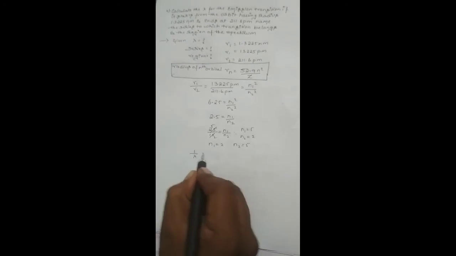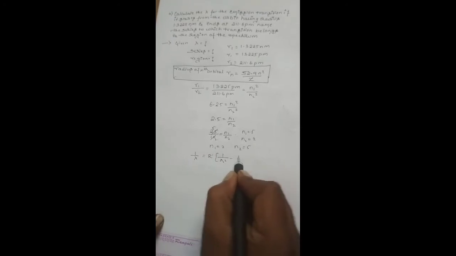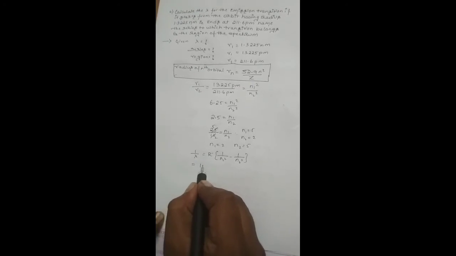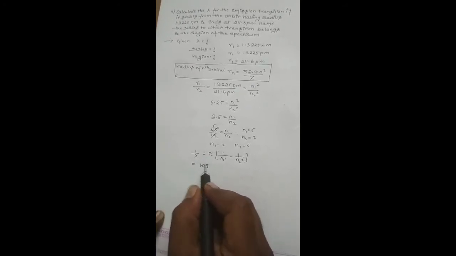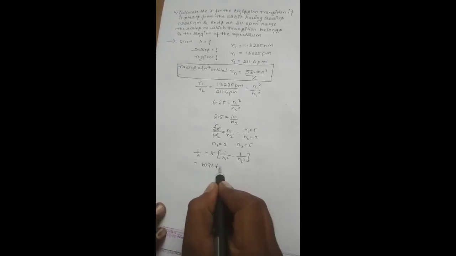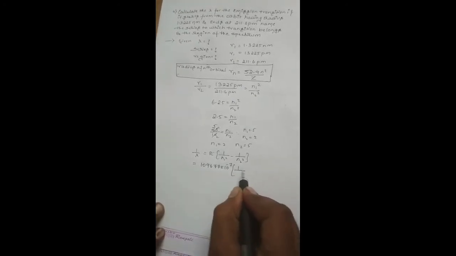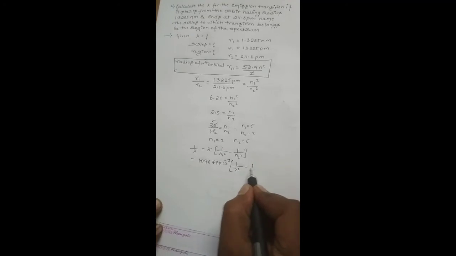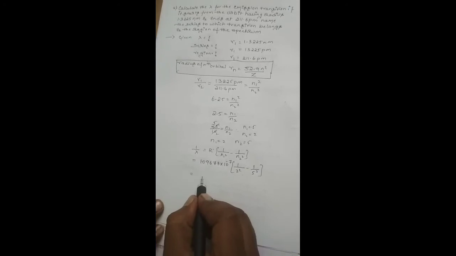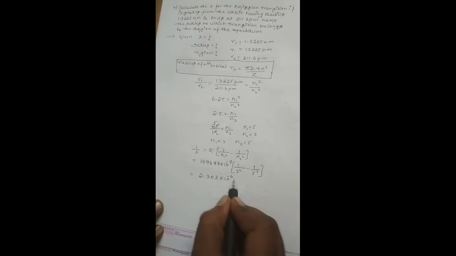We have the Balmer series formula. 1 by lambda is equal to R into 1 by n1 square minus 1 by n2 square. We know the Rydberg constant, we converted into nanometers, 1.097677 into 10 to the power of minus 7, into 1 by n1, which is 2 square, and n2 is 5 square. While substituting, we will get 2.303 into 10 to the power of minus 6 meters.